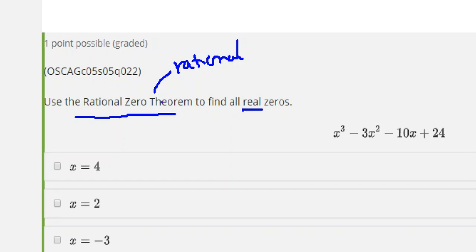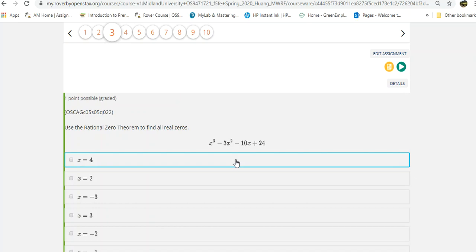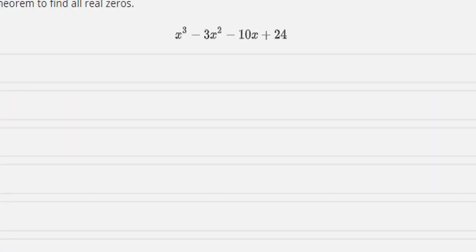It doesn't mean that you can rely completely on this one to find all real zeros. Of course, in this particular problem you will, but in general it's just the first step to find all the real zeros. So let's take a look at this problem.